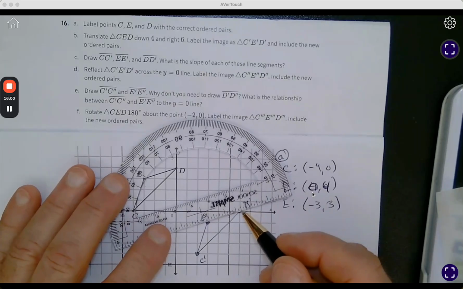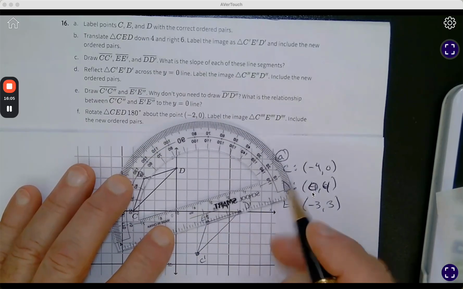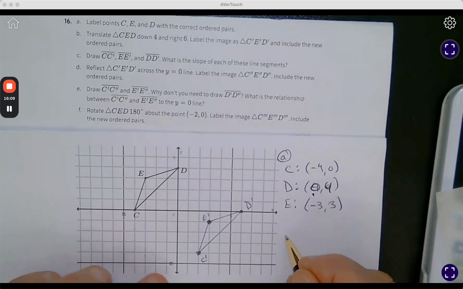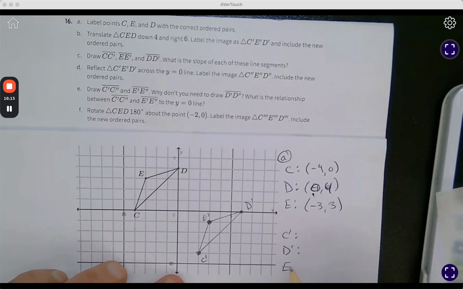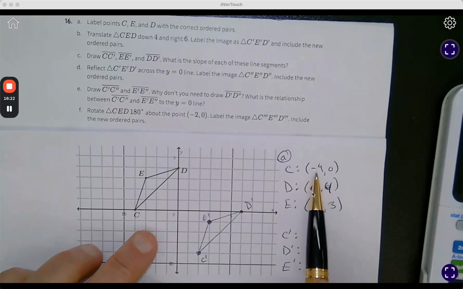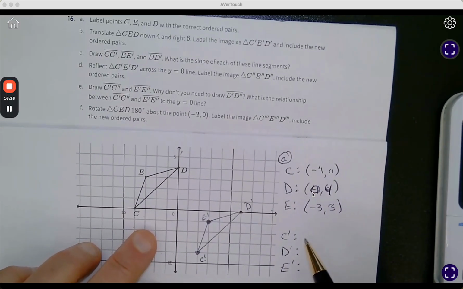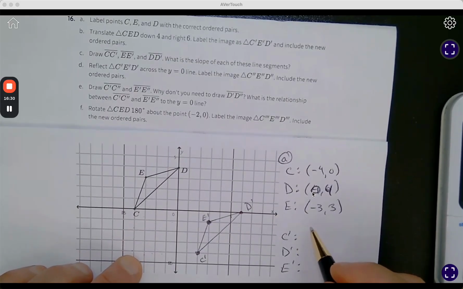Size stays the same, right? Every aspect of the triangle stays the same. Okay, now let's do our coordinates for C prime, D prime, and E prime. All I really have to do is subtract 4 from there and add 6 to there. So for example, C prime is subtract 4 and add 6.